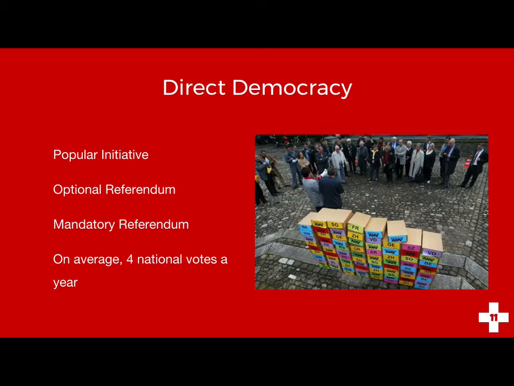Then you also have the optional referendum. This is when a parliament chooses to create a law that's not a constitutional amendment, but just a normal law. Citizens have the right to say that any parliamentary decision can be put to a national vote, and they can do this with 50,000 signatures collected within 100 days of the passing of that law. This gives citizens the ability to contest anything that Parliament passes. It's kind of like the citizens' veto.